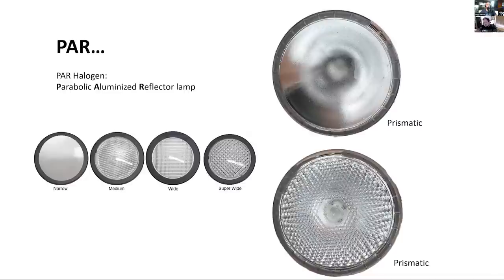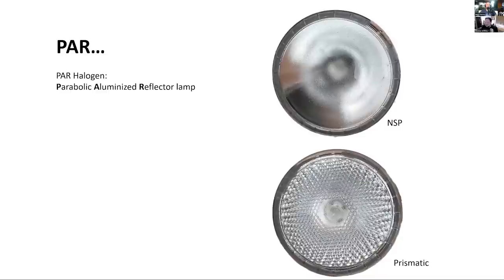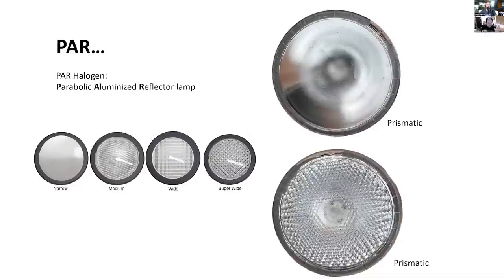Oh, that says prismatic twice. That's a mistake on my little presentation there. That should actually say NSP. And NSP means narrow spot. That's what that kind of lens is, a narrow spot lens. When dealing with them in lighting for TV and film, we call them narrow, medium, wide, and super wide. The super wide is a prismatic lens, and the narrow is an NSP, which is a narrow spot.